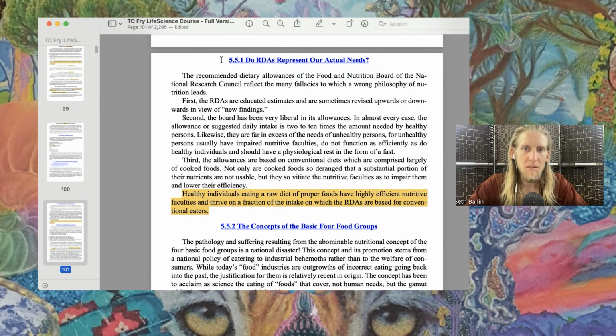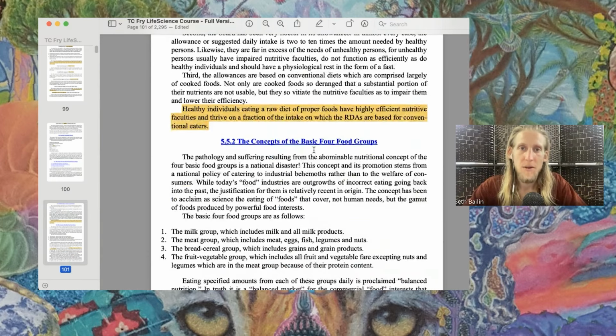Do the recommended daily allowances represent our actual needs? The short answer is no, because there are healthy individuals eating a raw diet of proper foods, and there are also people who eat the standard American diet who have health problems. So they actually have different needs. The needs of a healthy person eating a raw diet are much lower. They actually have to eat less food. They can thrive on a fraction of the intake on which the RDAs are based for conventional eaters. So, short answer, no, the RDAs are not accurate.